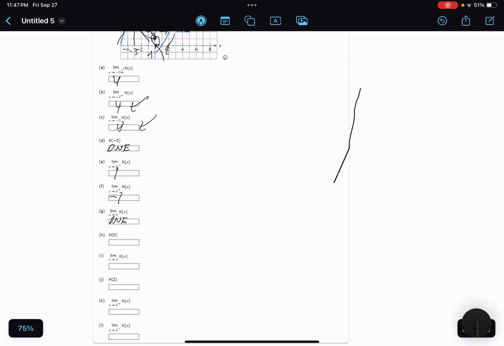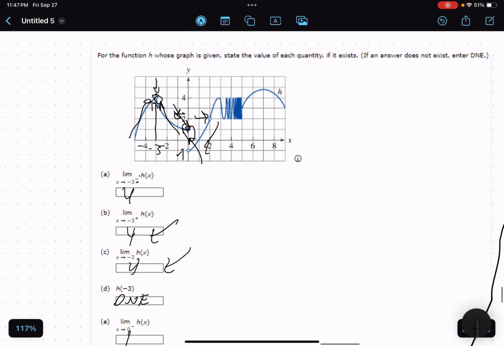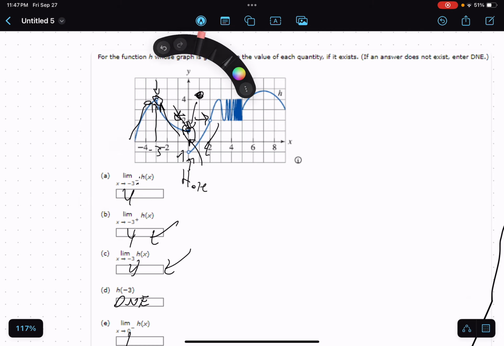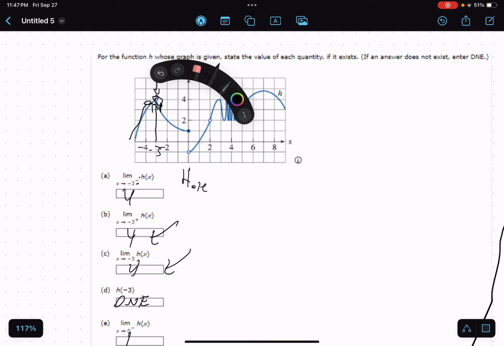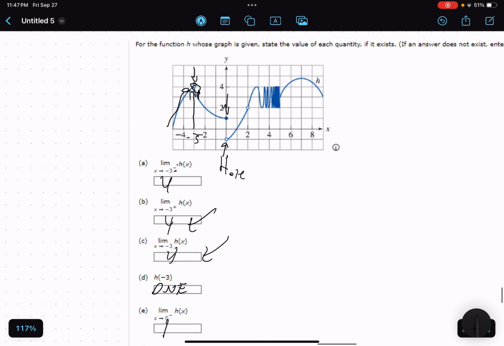And here it wants you to evaluate h at 0. So we look at 0 again, and we see that this is a hole, but here it's shaded in. If you can't see it, I'll erase it. Here it's shaded in. Well, here's a hole. So the answer to this one would be 1 because it's the part where it's shaded in.